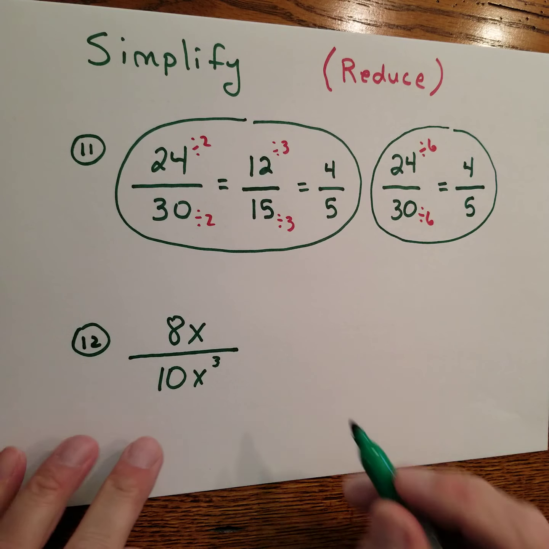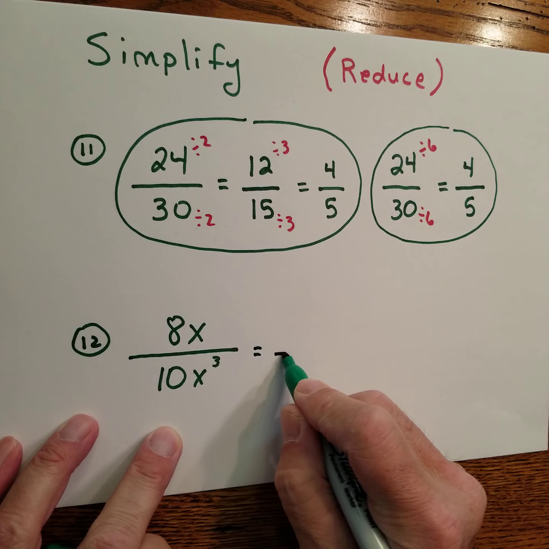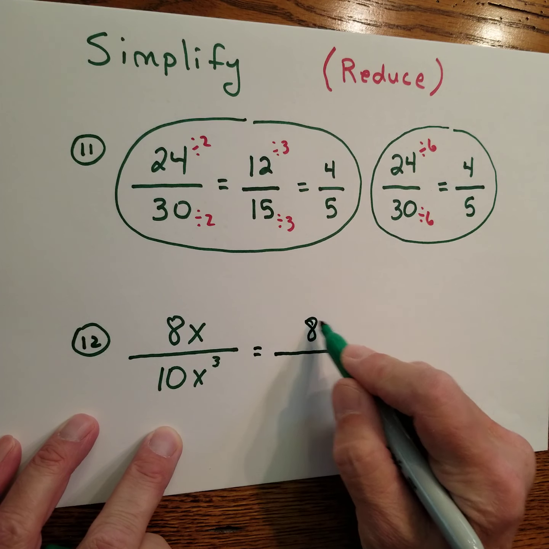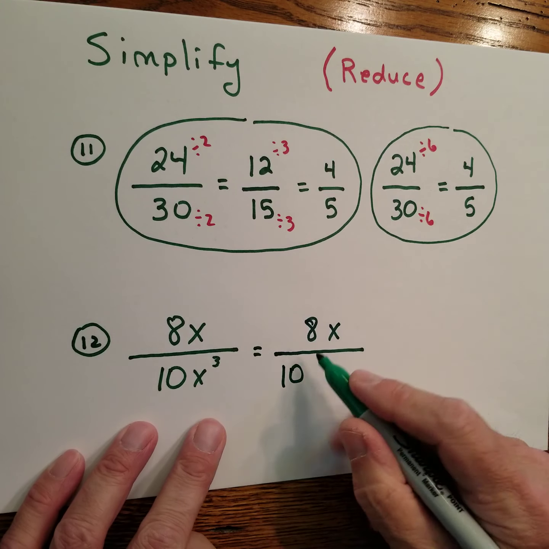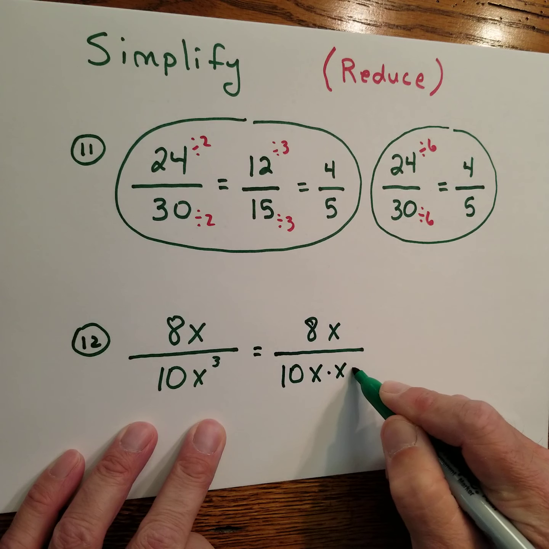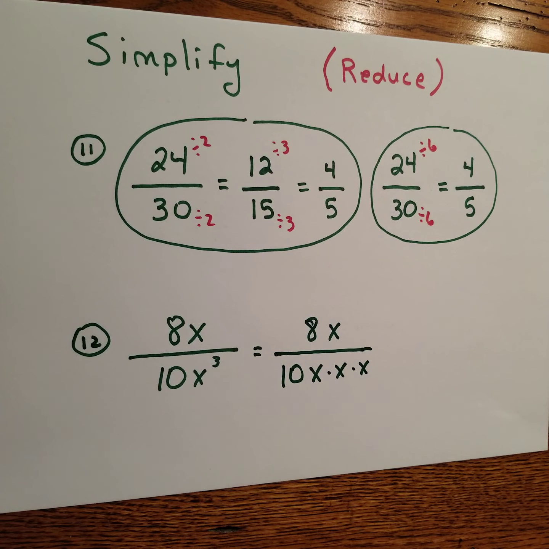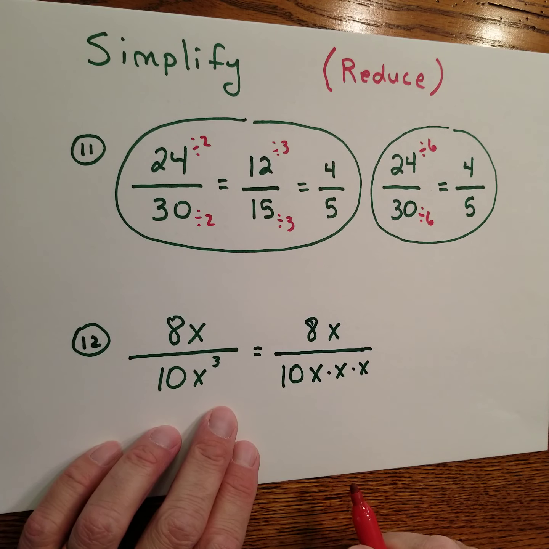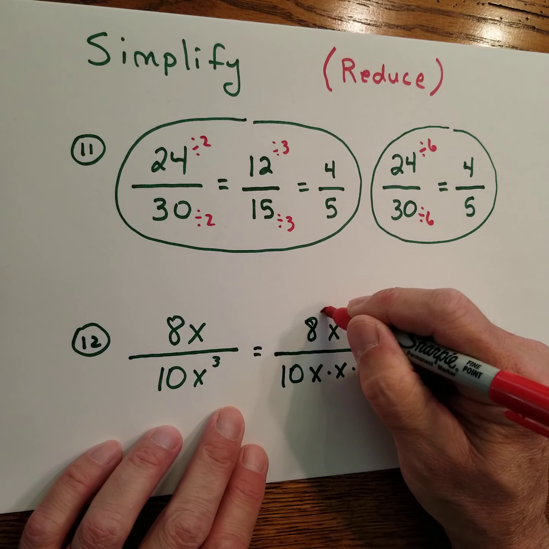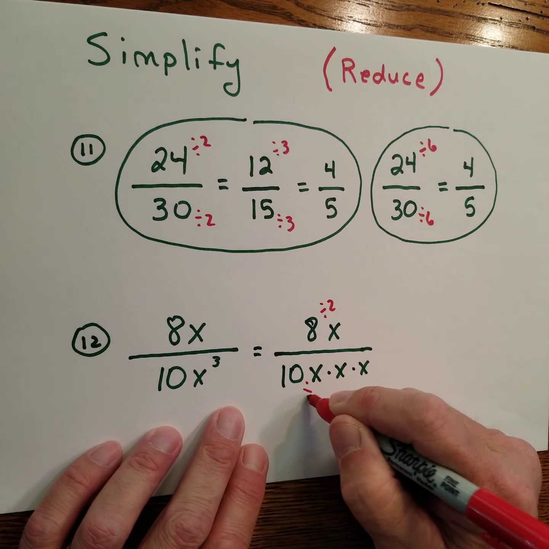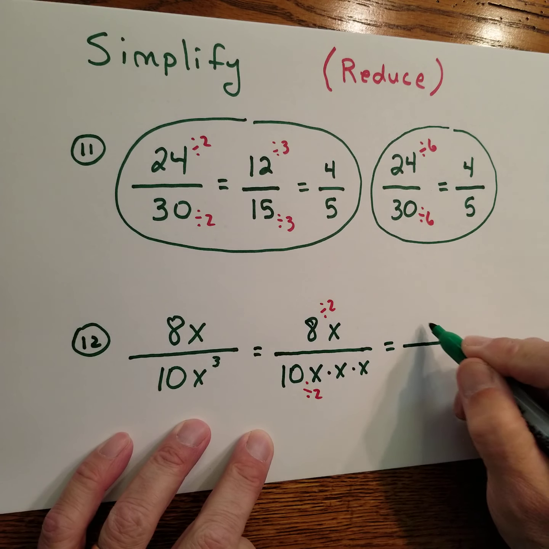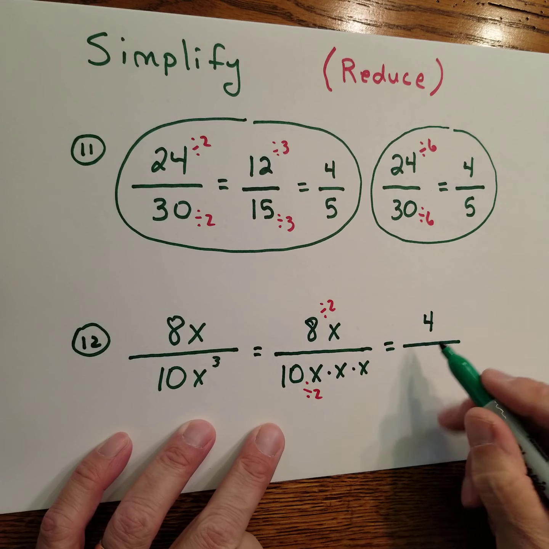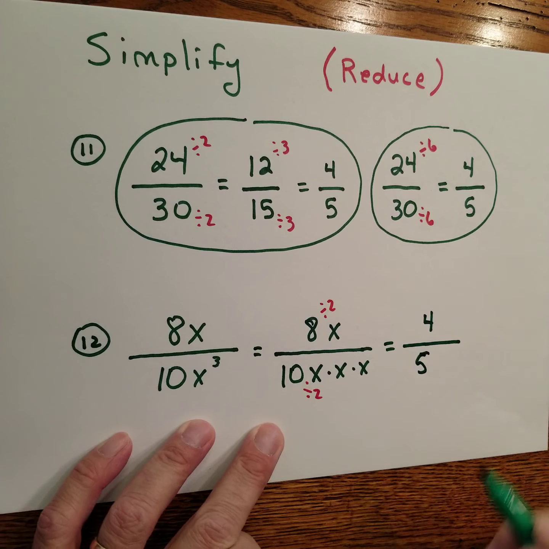Now for number 12, it might be helpful to rewrite the problem before we start. I'll put 8 and x in the top. In the bottom, 10 and x to the third power, which means x times x times x. Now I'm going to reduce the number part first, the 8 and the 10. 8 and 10 are both even numbers, so I know they're divisible by 2. 8 divided by 2 is 4. 10 divided by 2 is 5.